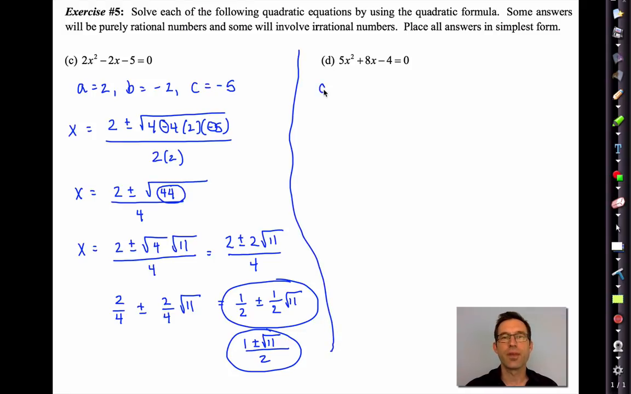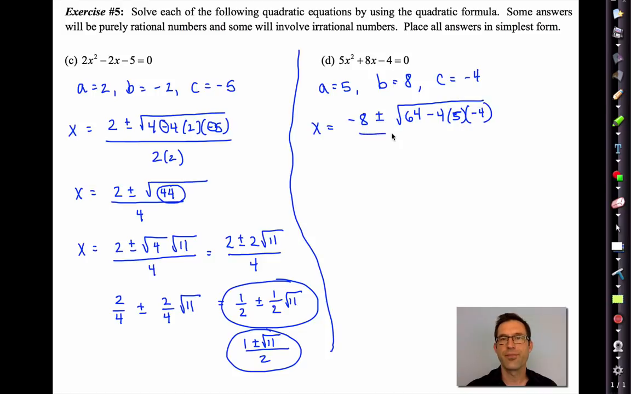All right, let's look at D. Here we have A is 5, B is 8, and C is negative 4. So X will be negative B plus or minus the square root of B squared, which is 64, minus 4 times A, almost looks like an A, times C, all divided by twice A, negative 8 plus or minus. All of that simplifies to 144, all divided by 10.